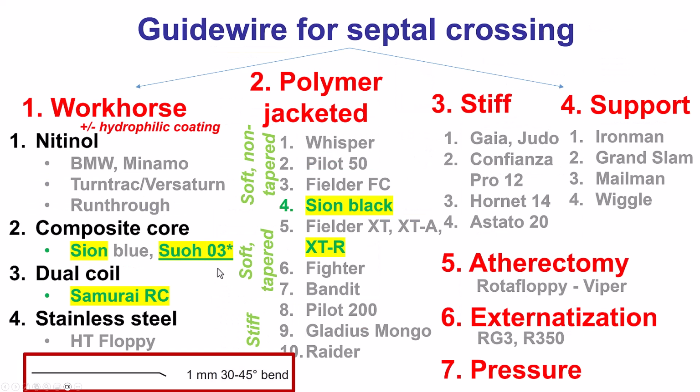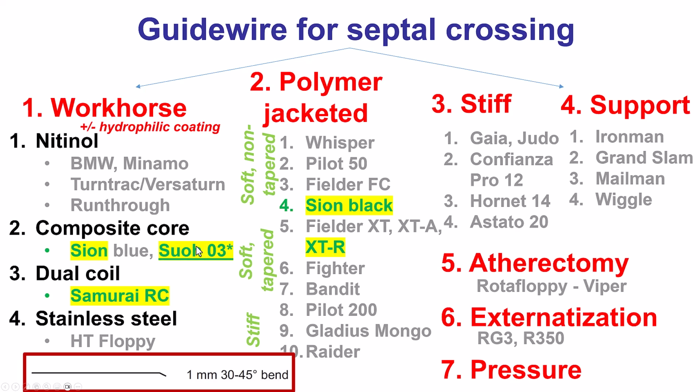How about guide wire? There are different wires highlighted in yellow that can be used for crossing the septal. The most common ones are the SU03 and the Sion from the hydrophilic wires without polymer jacket, as well as the Samurai RC. When it comes to the polymer jacket wires, the Sion Black and the Fielder XTR are the most commonly used.